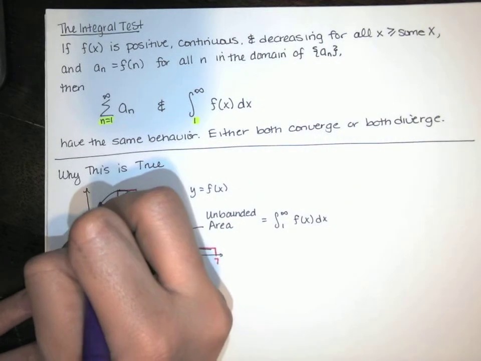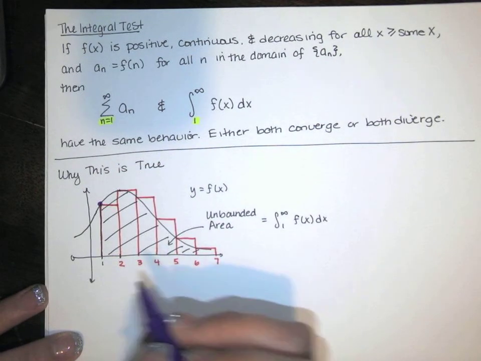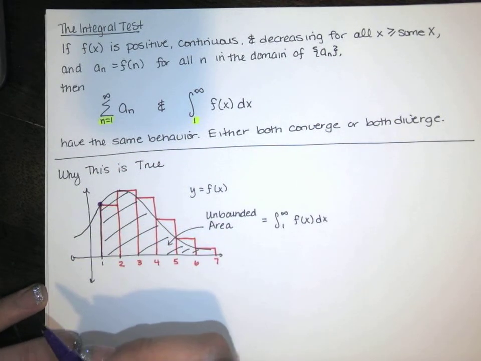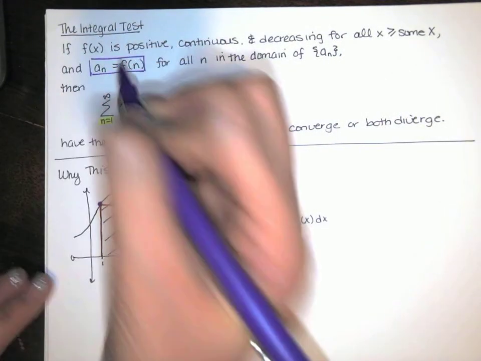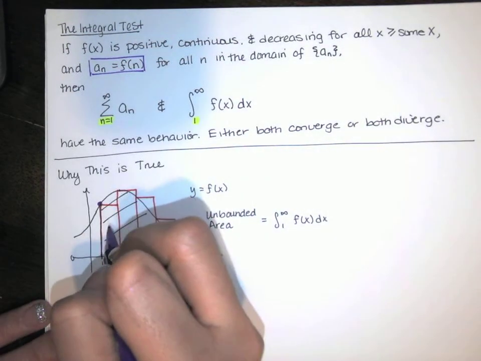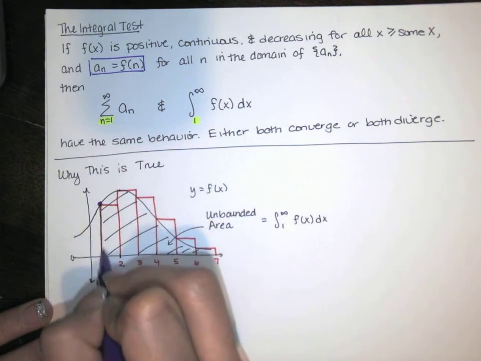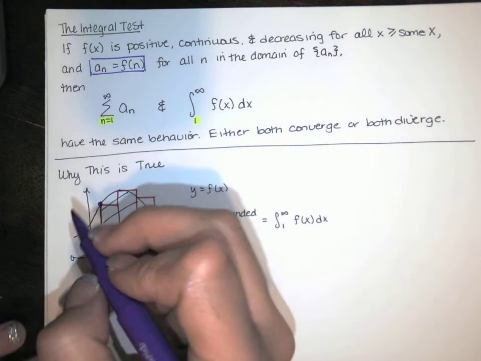The function evaluated at 1, that's f of 1. That's the height of that rectangle. But from up here, f of 1 and a sub 1 are the same thing. So the area of this is actually a sub 1 times 1. So it's just a sub 1.